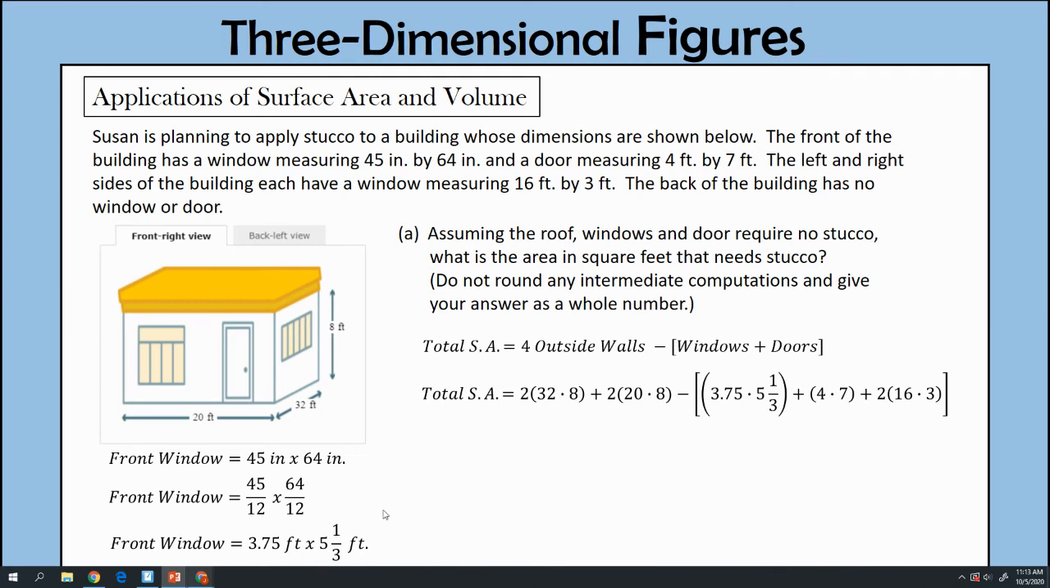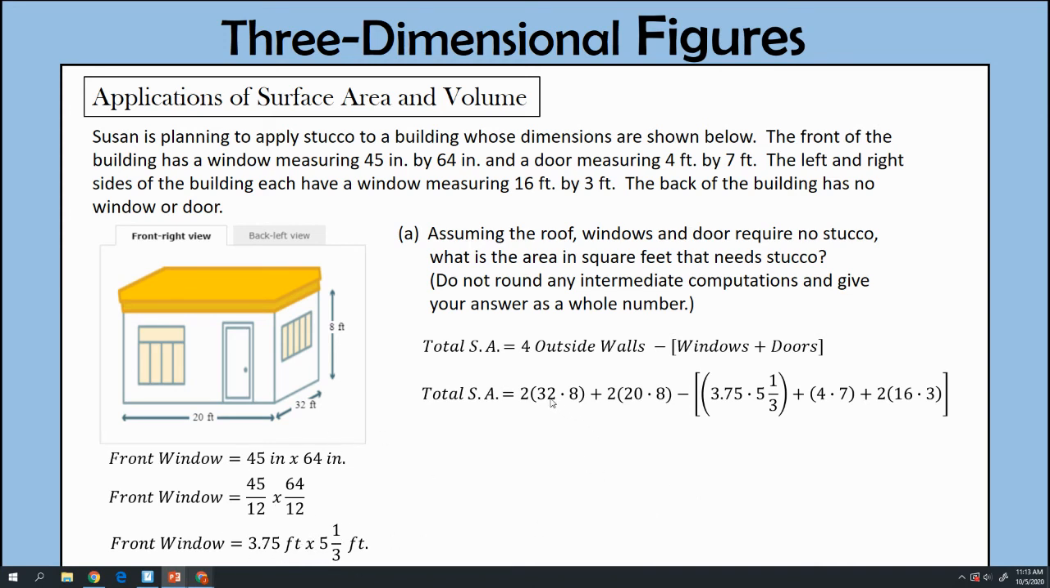0.3 repeating is a third. And since it doesn't want me to round in the middle of the problem, I don't want to round 0.33 repeating. So I'm going to represent it as a third, a fraction. You've got calculators that'll do all this, so there's no fear in this. So that little conversion had to take place.